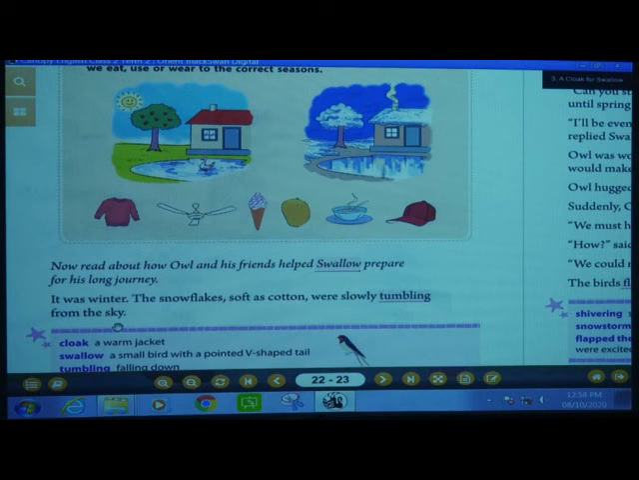So here children, in the starting of the story, we have a winter season. The snowflakes, soft as cotton, were slowly tumbling. Tumbling means what? Falling down. So the snowflakes, soft like cotton, were slowly tumbling, means slowly they were coming down from the sky.